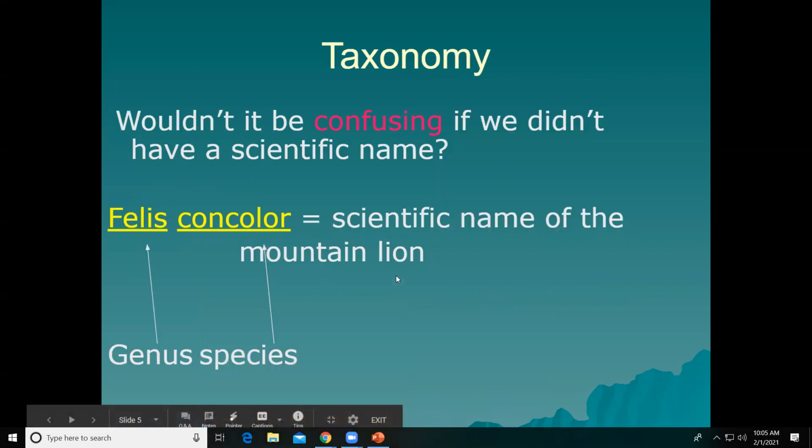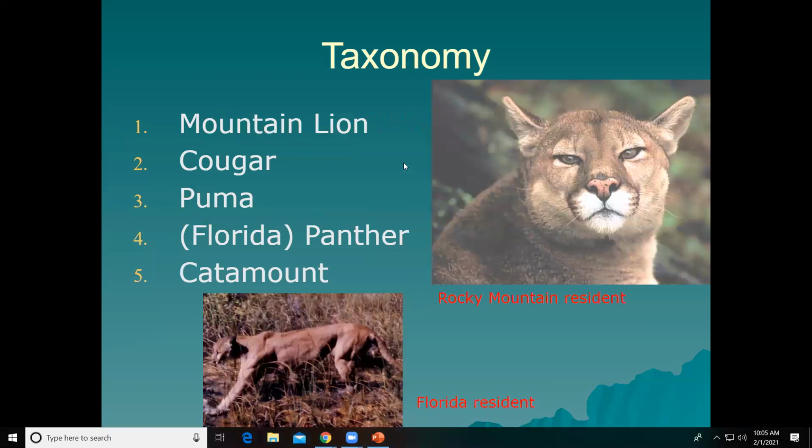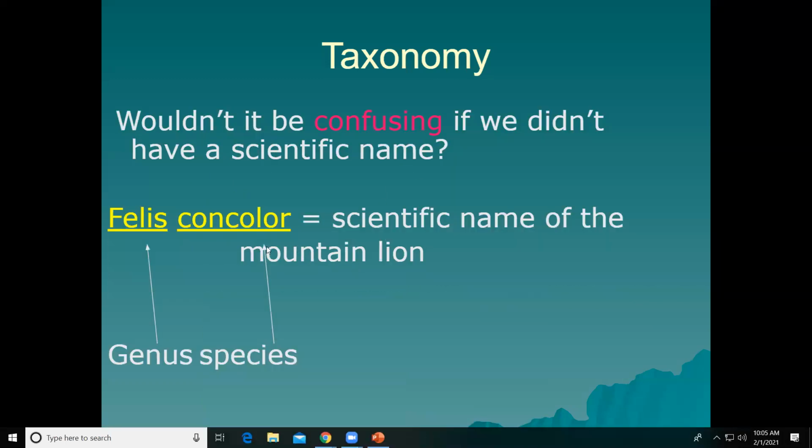So when you look at taxonomy, it can be confusing if we don't have a scientific name. Looking at the organism we have here, it doesn't matter where you go in the country, it's the same species. The scientific name would be Felis concolor. We can have a bunch of different common names, but for the mountain lion, the proper name is Felis concolor. So we include the genus and species, which we'll talk about each of those in just a moment. Okay.